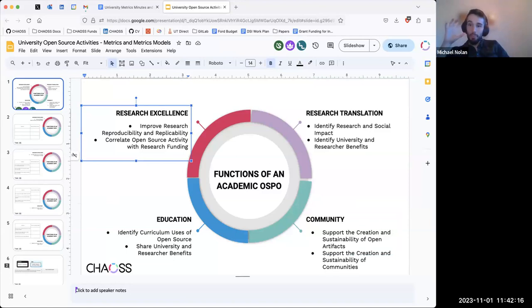So I don't know if it would be useful if everyone put in the things that they do day to day, and then we categorize them into this and see if we're missing something. Does that make sense?